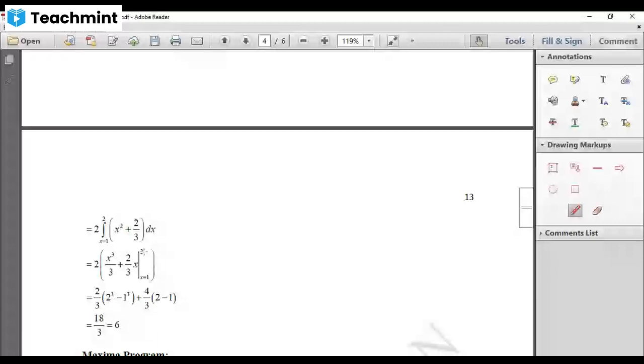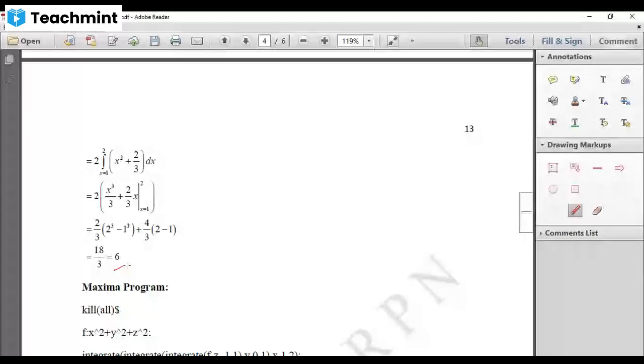x cube. That is, if you apply the upper limit, you'll get 2 cube minus 1 cube for the lower limit, plus 2 into 2, 4 by 3. Upper limit 2 minus lower limit 1, 2 minus 1. That gives you 18 by 3, which is 6. Writing the program is the same. Okay.